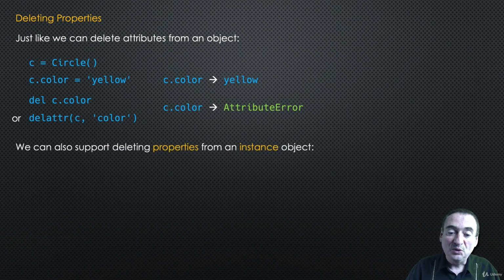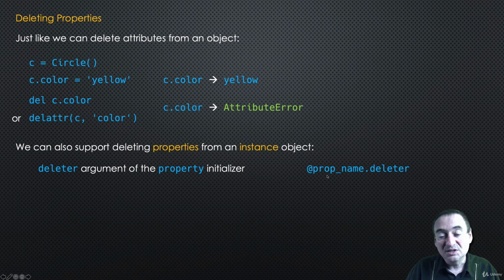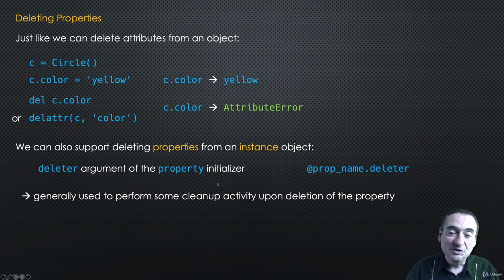Now, we can also support deleting properties from an instance object. And that's the deleter argument of the property initializer. So we saw that when we have the property, we have the fget, fset, and fdel arguments, right? We can also use the deleter method on the properties using the same decorator syntax that we had before. So we generally use those to perform some kind of cleanup activity upon deletion of the property from the instance.